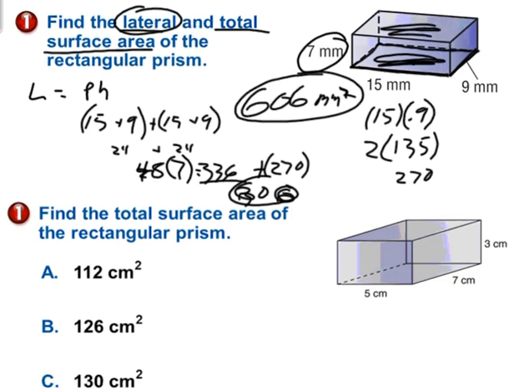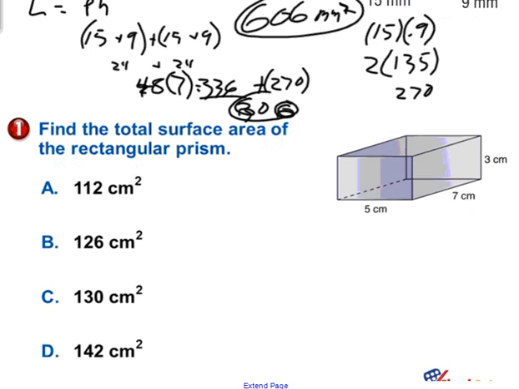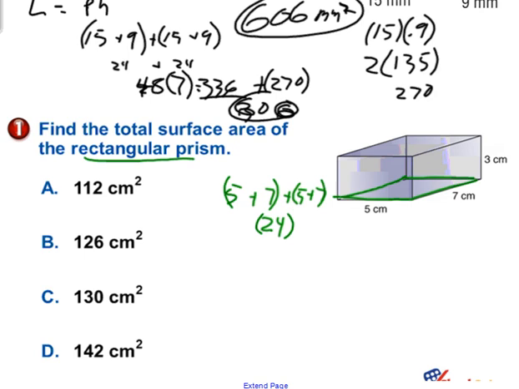All right, find the surface area of the rectangular prism. Again, I'm going to find the perimeter by saying it's 5 plus 7 plus 5 plus 7. That's 7 plus 7 is 14, plus 5 is 19, plus 5 is 24. So the perimeter is 24 times the height, which is 3. 24 times 3 is 72 centimeters squared, which is the lateral surface area.